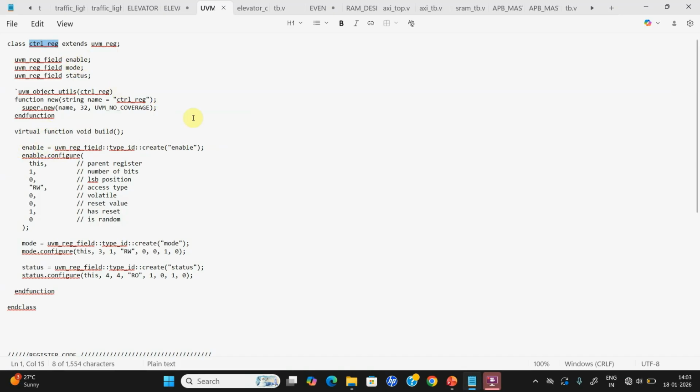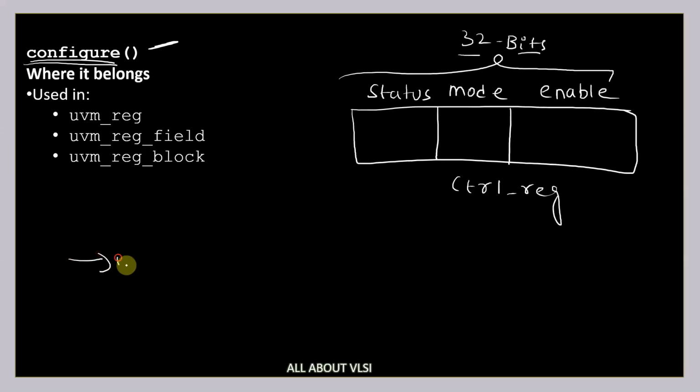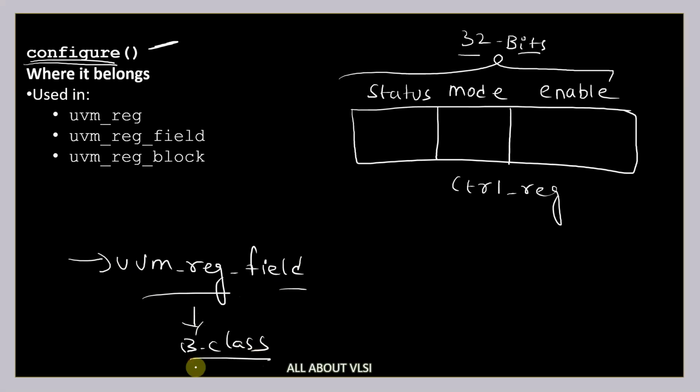Now here you can see we have declared all these fields enable, mode, and status with one more data type which is known as uvm_reg_field. Using this uvm_reg_field, which is also a built-in class, we are going to create our fields. If I want to create a status field, then using this uvm_reg_field and status, I'm going to first of all declare them.